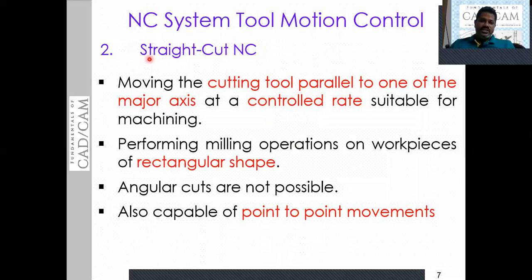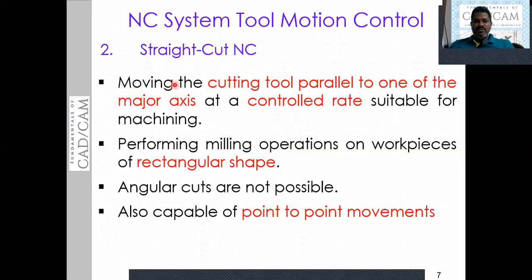When it comes to the straight cut NC, in this case, the cutting tool moves parallel to the two major axes, along the x-axis or the y-axis, with a controlled rate, which is also one of the criteria. That means the tool is going to move along the x-axis or along the y-axis with a controlled rate. That means the speed and feed is controllable in this case. This is a straight cut. By the name, you can say that the tool is going to follow the straight cut path or the straight line path.